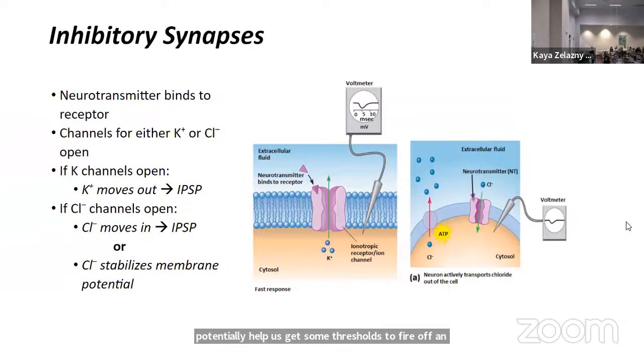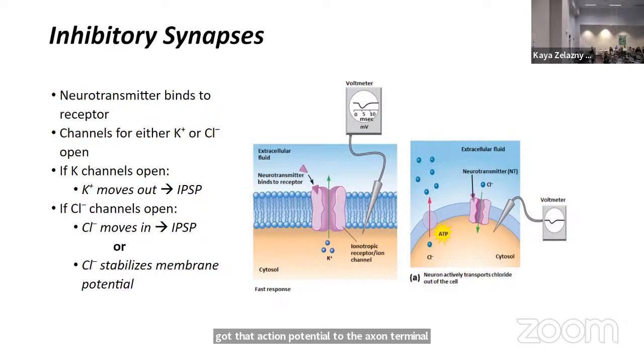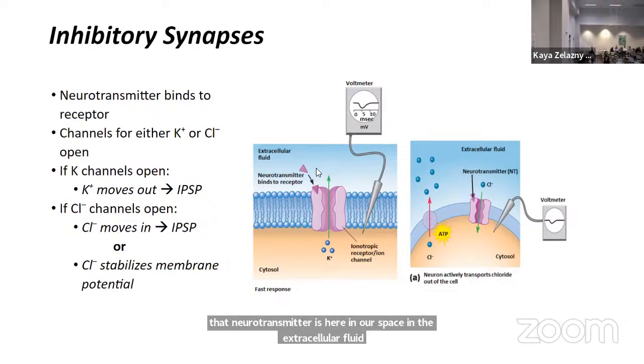On the inhibitory side, right, so we'd have the same kind of flow, right? So our presynaptic neuron, get that action potential to the axon terminal, trigger the voltage-gated calcium channels to open. Calcium rushes in. That triggers the vesicles holding our neurotransmitters to bind onto our membrane that's facing the synaptic cleft, secrete those neurotransmitters into the synaptic cleft, and that neurotransmitter is here in this extracellular fluid, and it's coming in and binding to the receptor, which we're picking up in this image.